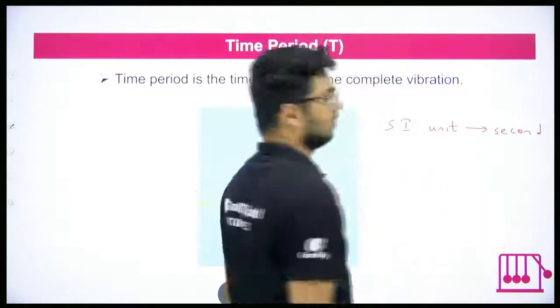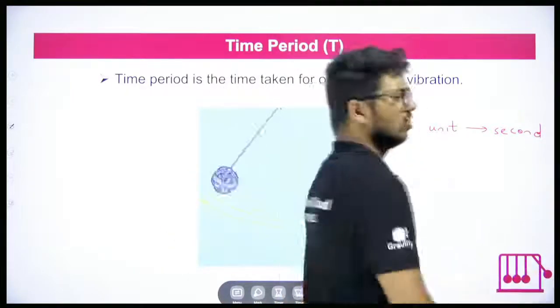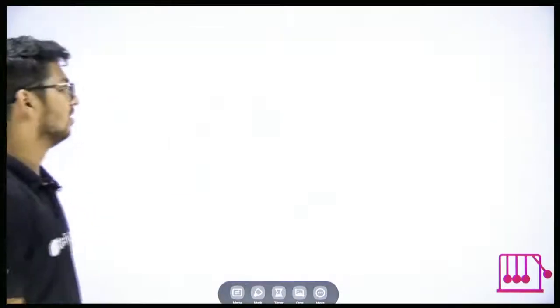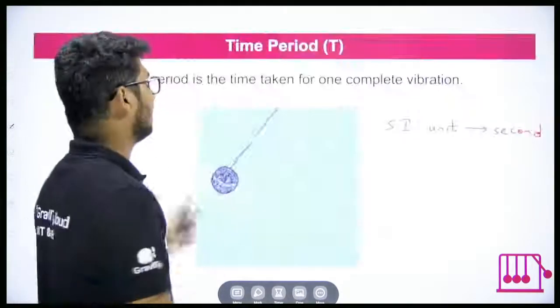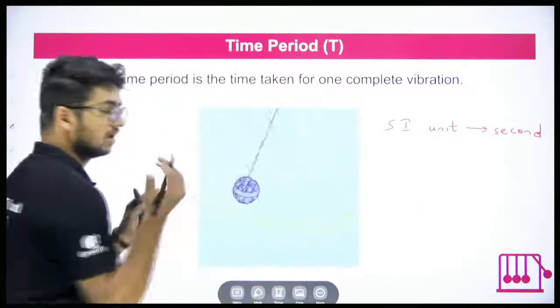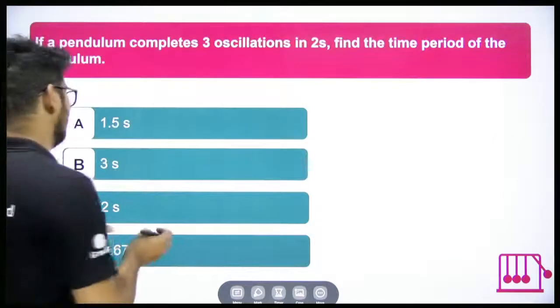Because ultimately time period is nothing but time taken. For time taken, the units are what? Second. It's not anything special. Very simple. Understood? So what is time period? Time taken for one complete oscillation. It starts from here, goes to right and comes back. One complete oscillation. So let's go into a few examples.